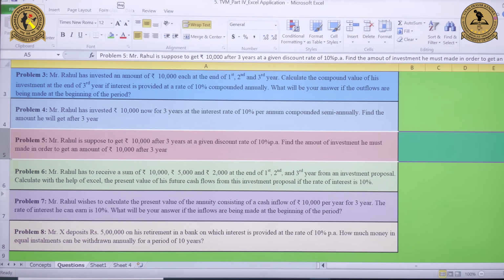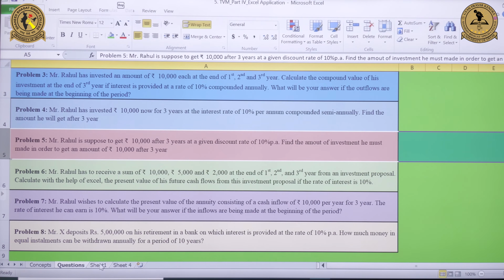Mr. Rahul is supposed to get rupees 10,000 after 3 years at a given discount rate of 10% per annum. Find the amount of investment he must make in order to get an amount of rupees 10,000 after 3 years. Discount rate is given, time period is given, and the future value is given, which is minus 10,000. You need to calculate the present value.